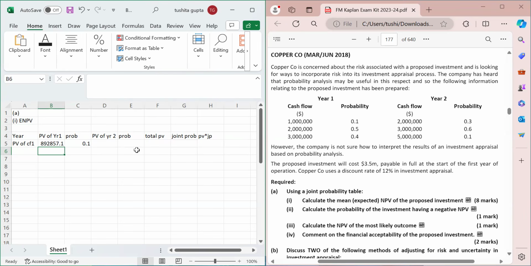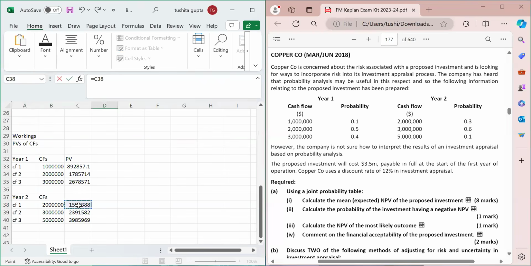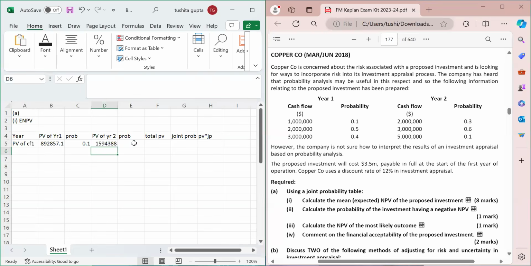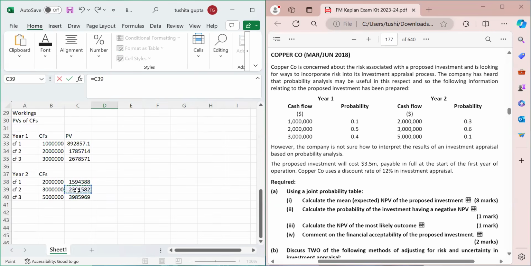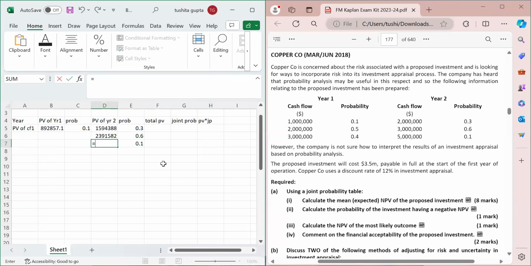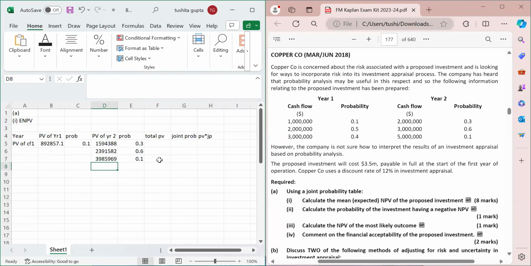So now if this happens in the first year, 1 million happens in the first year, there are 3 probabilities for the second year. So let's discuss that. Second year, 2 million PV, let me take the value from here. This is the value of the PV. And then the probability of this happening is 30%. Similarly, 60% and 10%, we'll take the present values from our workings below. So the present value is this over here, and for the next one, it's this over here. So these are our present values.